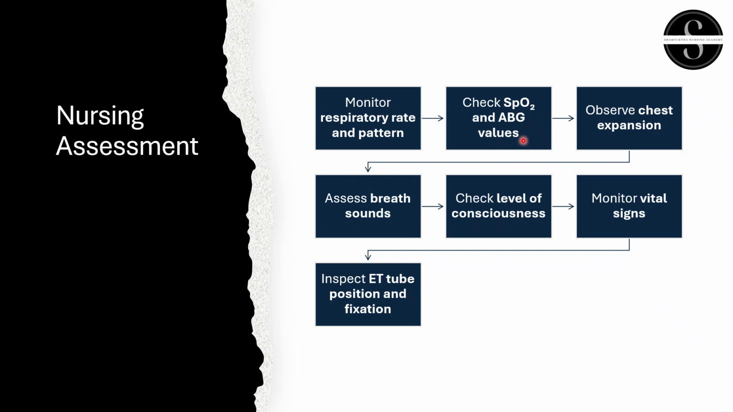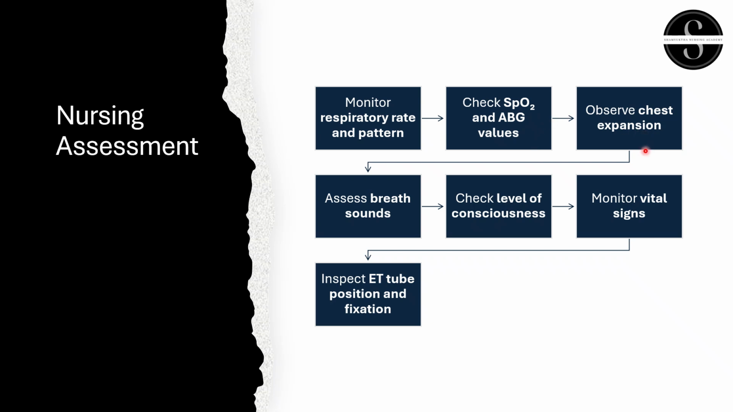Next is checking SpO2 and ABG values. Definitely, once you intubate the patient, you have to check ABG value, and obviously you have to check saturation level. What is the normal saturation level? It should be maintained at more than 95%. And in the ABG value, you have to look for whether any acidosis is there, respiratory acidosis, respiratory alkalosis. In order to assess that, you have to definitely check ABG values.